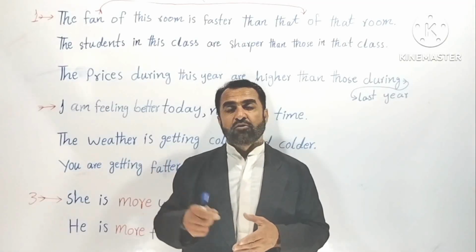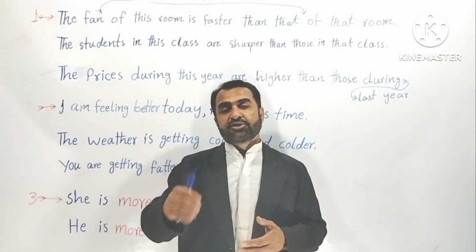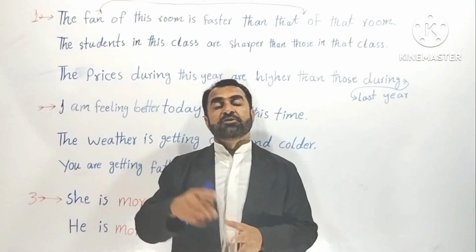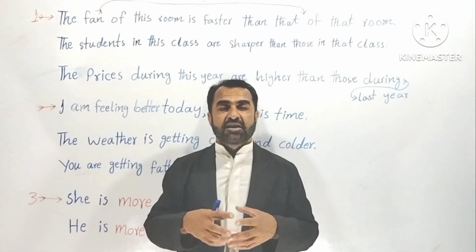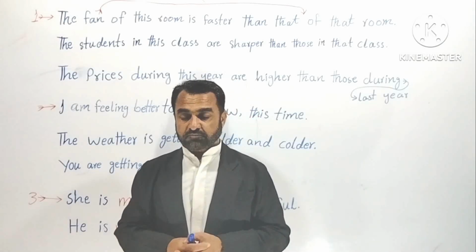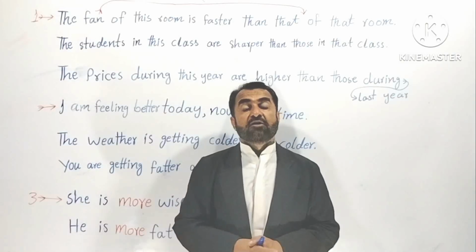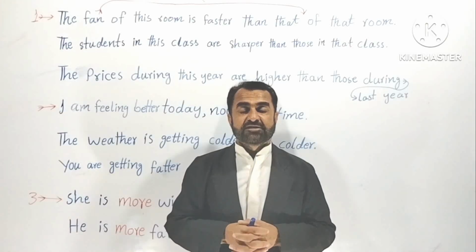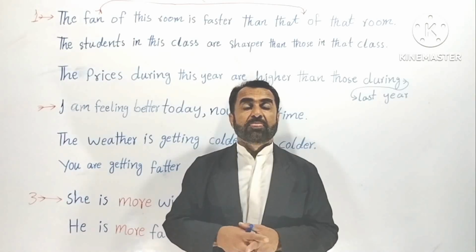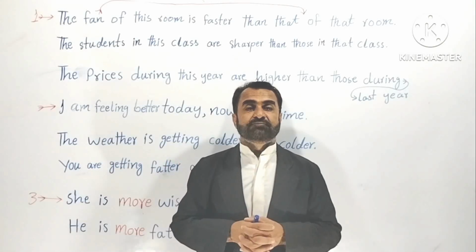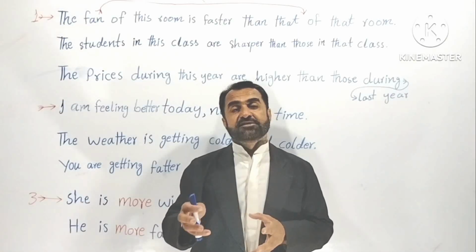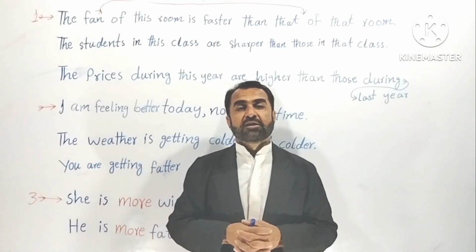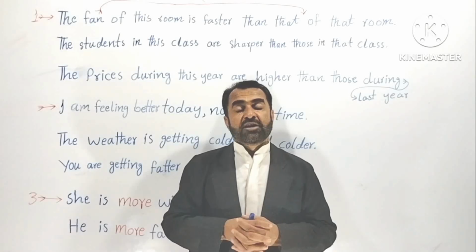Direct comparison, I told you before, is like: I am taller than him, or he is taller than me, this room is larger than that room, or this room is larger than that. So that was direct comparison, and this is indirect comparison. Understood? Now here I would like to tell you that in comparative sentences, we use demonstrative pronouns, meaning this, that, these, those. Mostly these pronouns are used in comparative degrees.